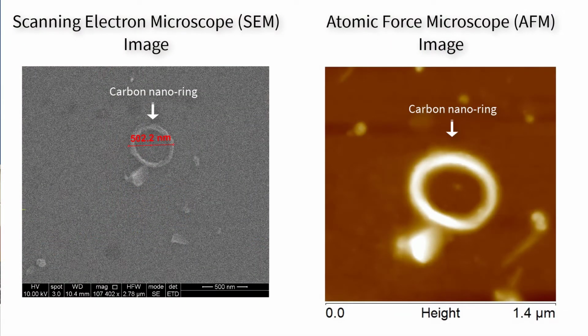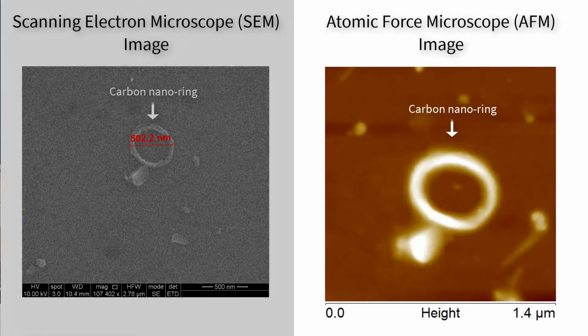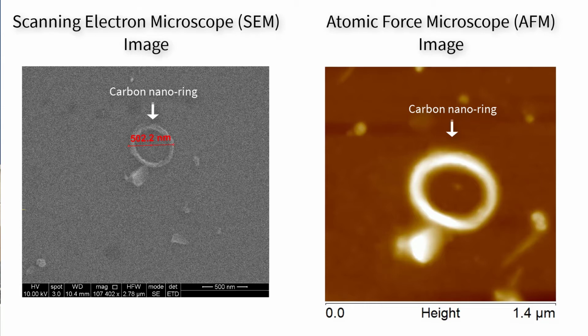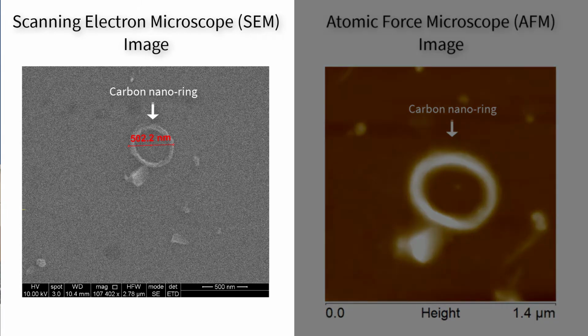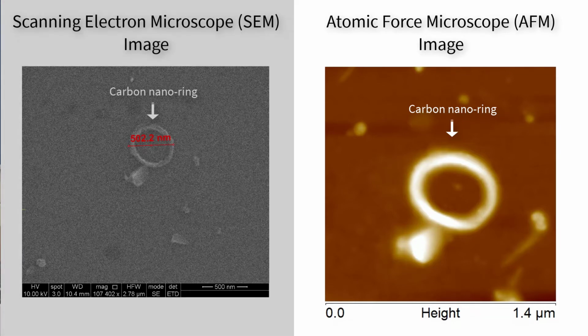As you can see, the same 500 nanometer diameter carbon nanoring has been imaged using two different types of microscopy techniques: Scanning Electron Microscopy, or SEM, and Atomic Force Microscopy, or AFM. Both SEM and AFM produce magnified images of surfaces, but in very different ways. SEM magnifies images by firing electrons at the surface and detecting the electrons that are then emitted from the sample surface. AFM, however, magnifies images of surfaces by scanning a very small, sharp silicon tip across the sample, essentially tracing it.